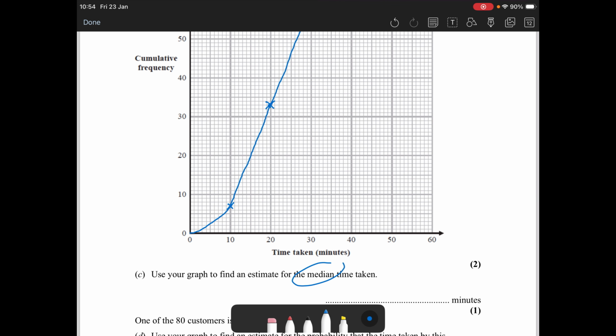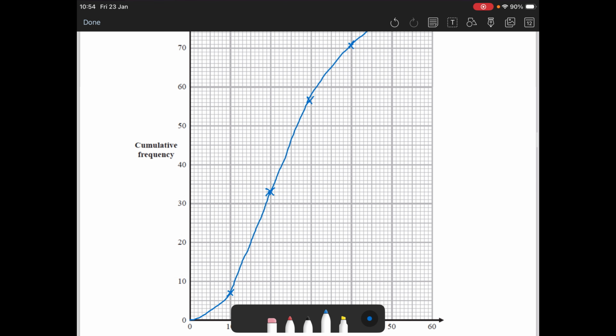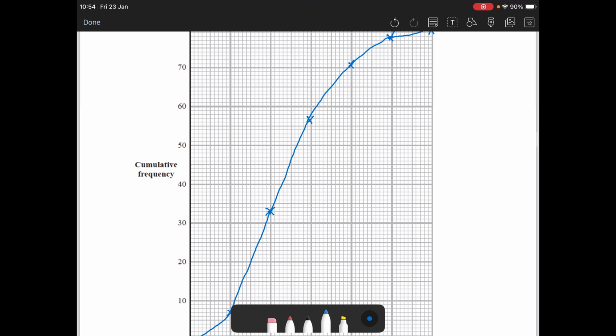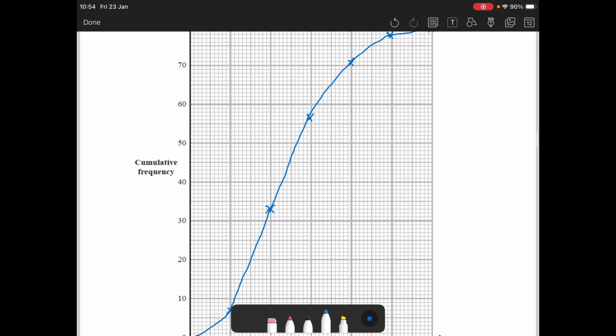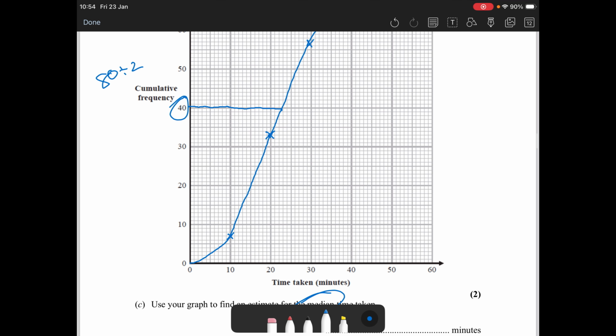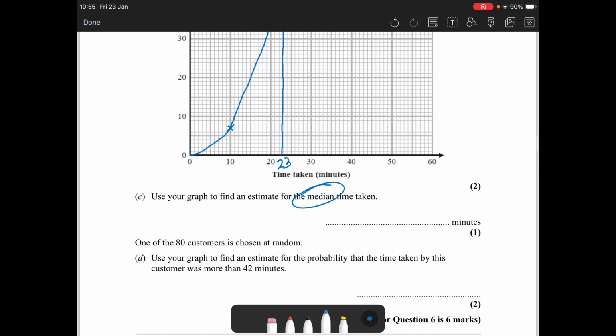Now median, you should remember median is sort of like lining everyone up and finding the middle person. So here there's 80 people, so the middle person will be 80 divided by 2. It's the 40th. So this bit you can use a ruler for, go across and then down. I'm not using a ruler just because iPads are difficult. But I'm doing my best, right? And it's 23. You are allowed to be one box on either side, so 22, 24, give yourself the mark. Okay, but the median is 23.